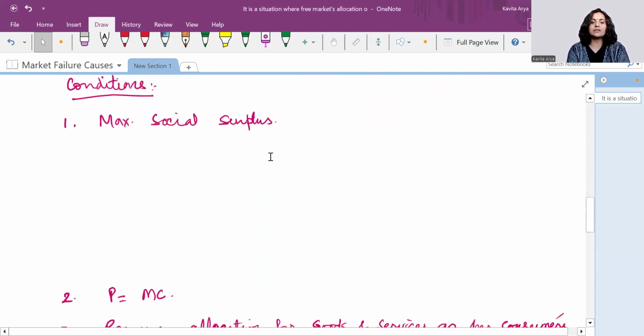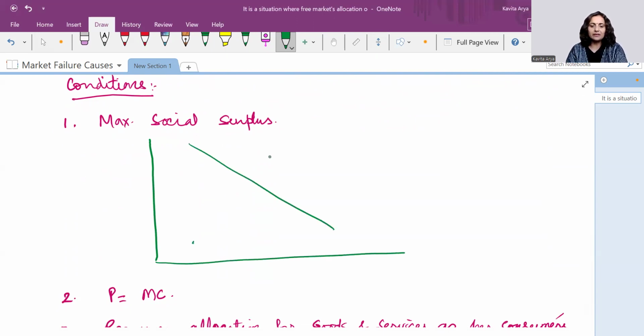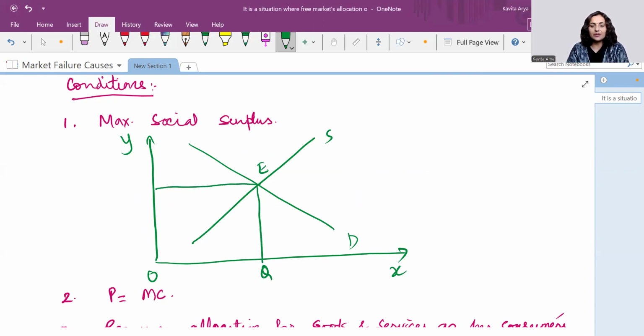And the first and foremost thing is maximum social surplus. What does that mean? So let me make this diagram we have been making several times so far. So this is my x-axis 0, y-axis talks about demand and supply, and this is equilibrium, this is the quantity and the price, right? So nothing new in this.